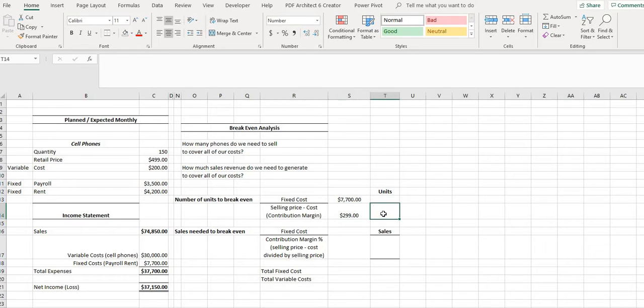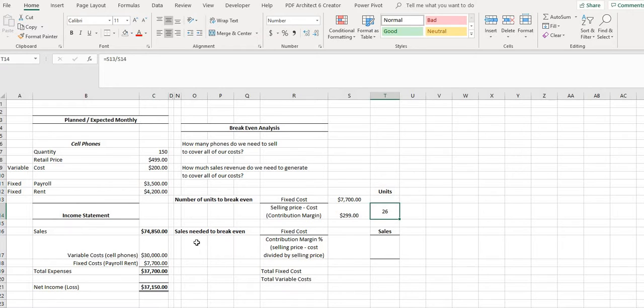So to determine the number of phones we need to sell, we'll simply take our $7,700 worth of fixed cost and divide it by our contribution margin of $299 per phone. Okay, so rounded, we need to sell 26 phones based on this information each and every month as a minimum in order to break even.